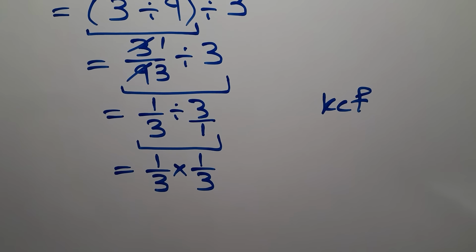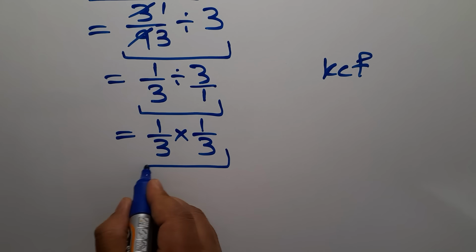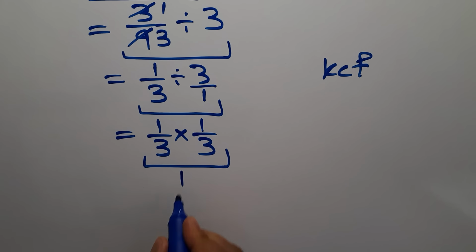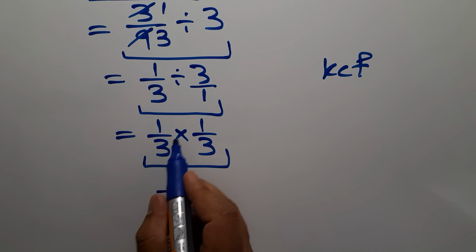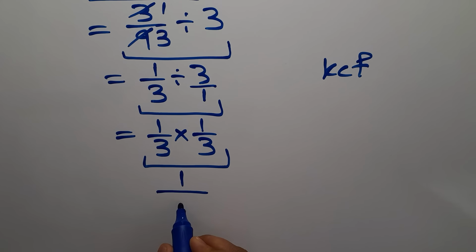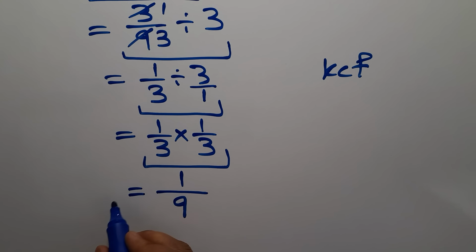This is equal to 1 times 1, which gives us 1, over 3 times 3, which equals 9. So our final answer to this problem is 1 over 9.